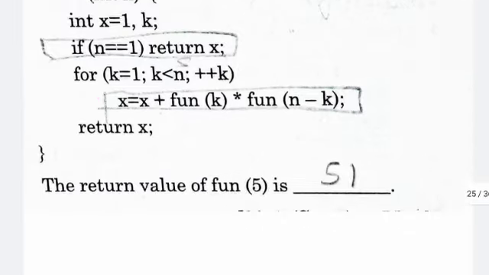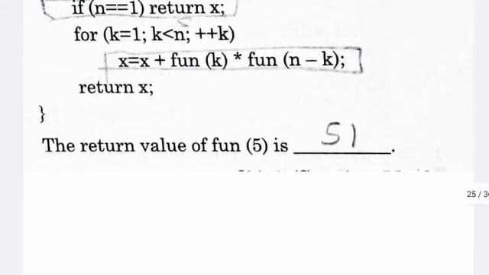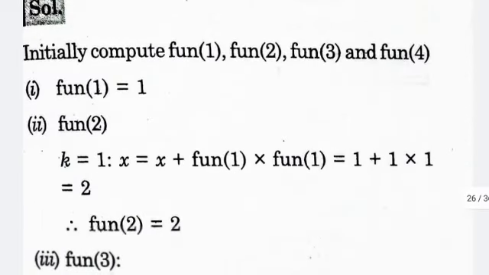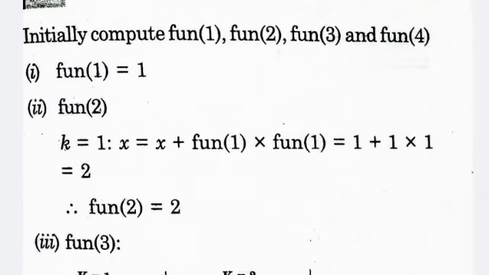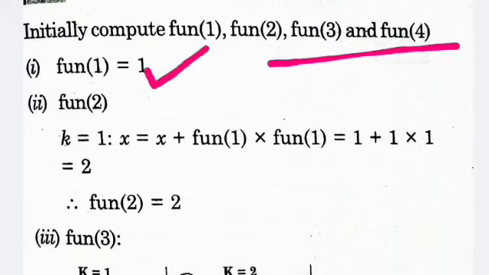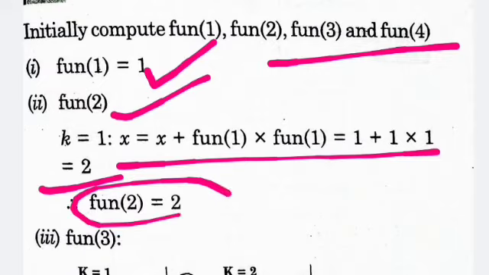Now what is the question being asked? The question asks: the returned value of the function f(5) is. Now come to the solution of this question. The solution is that initially we compute f(1), f(2), f(3) and f(4). So f(1) is going to be 1. For f(2), after putting the value k equal to 1, we get f(2) equal to 2.